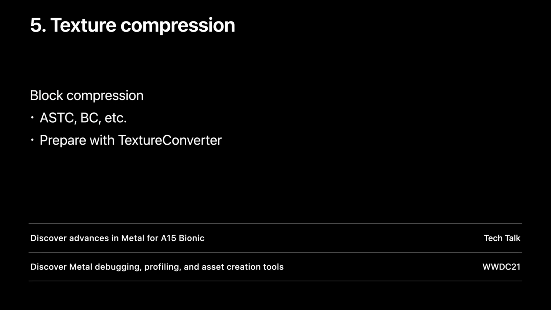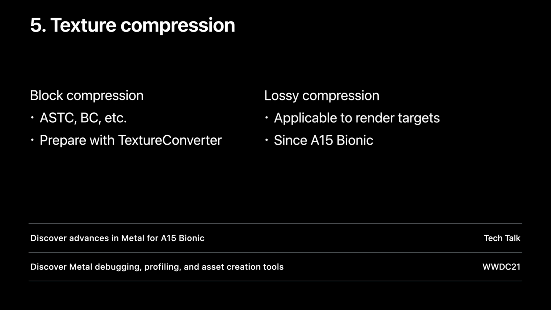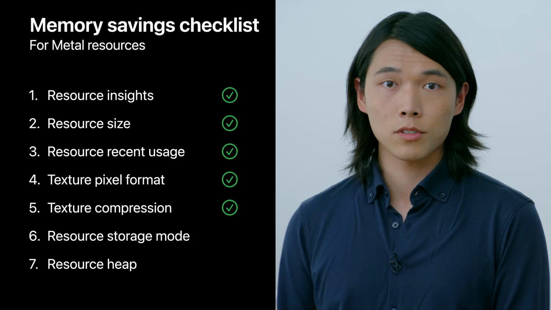For block-compressed pixel formats, there are options such as ASTC and BC. Additionally, since A15 Bionic, you can use lossy compression for textures and render targets to save memory while preserving quality wherever possible. Please check out these previous videos for more details. And those are some of the memory savings you can quickly discover from using Memory Viewer.